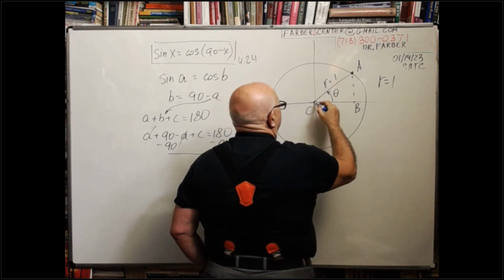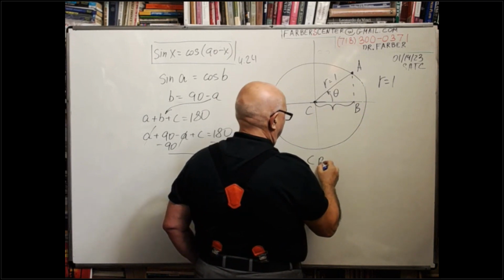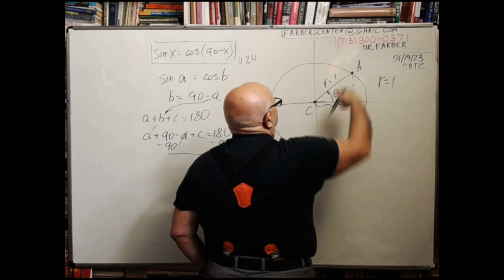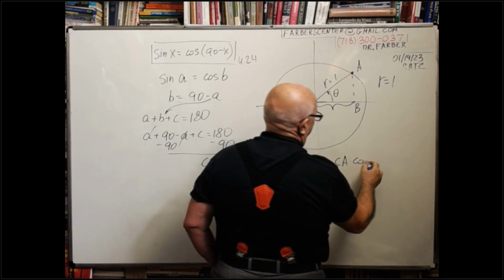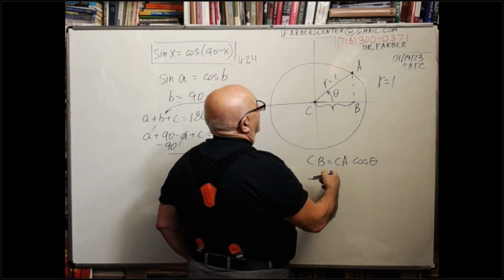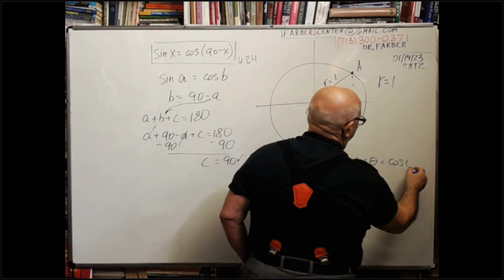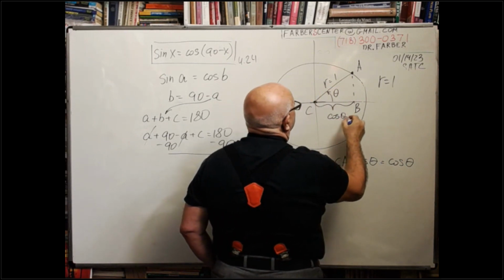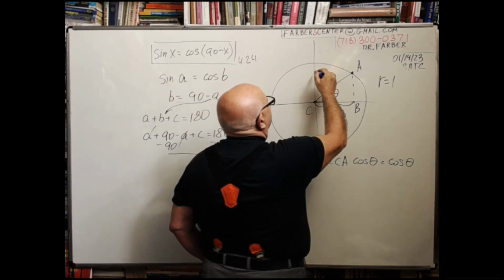What is CB? From this picture, CB equals CA times cosine of theta. Cator, remember? Well, since CA equals the radius, which equals 1, it equals cosine of theta. So this is cosine of theta. Easy, right?